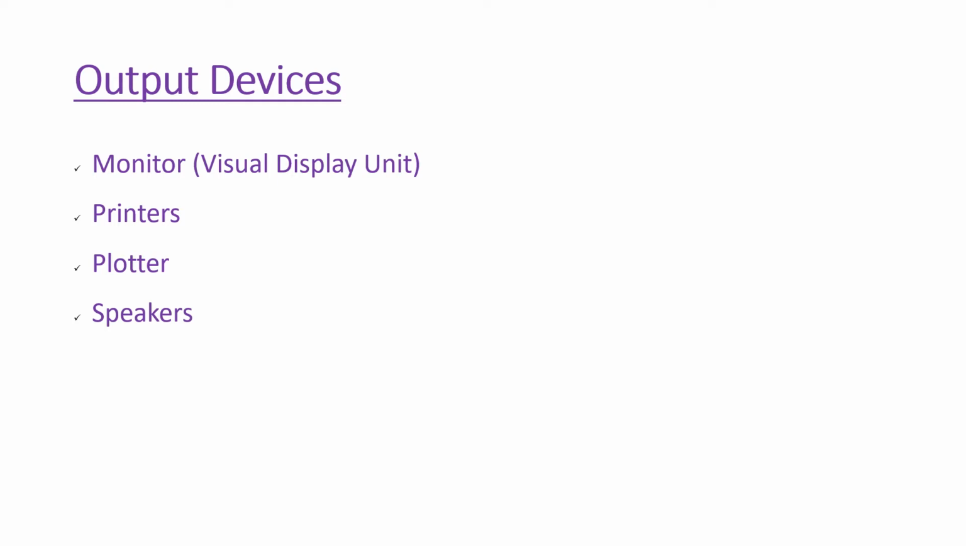The basic types of monitors used with microcomputers are CRT and LCD. CRT is cathode ray tube, and LCD is liquid crystal display. Let us now discuss printers. After a document is created on the computer, it can be sent to a printer for a hard copy.